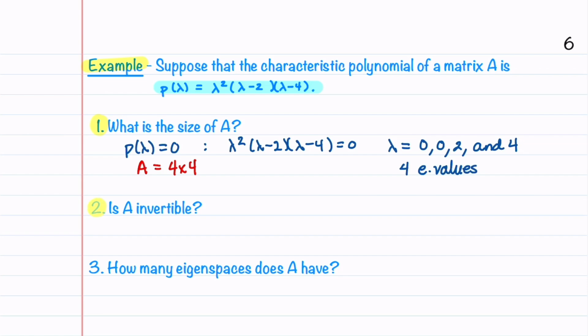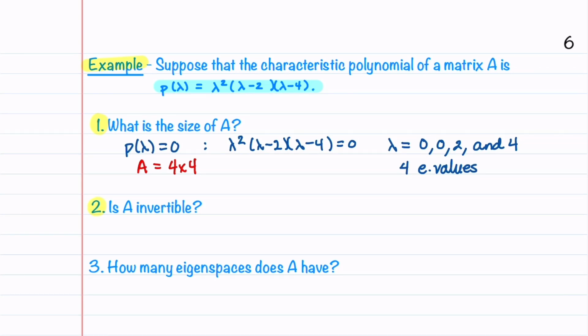Let's now look at our second question. We're asked if A is invertible. Notice from part 1 that 0 is an eigenvalue. Because of this, we can conclude that A is not invertible.